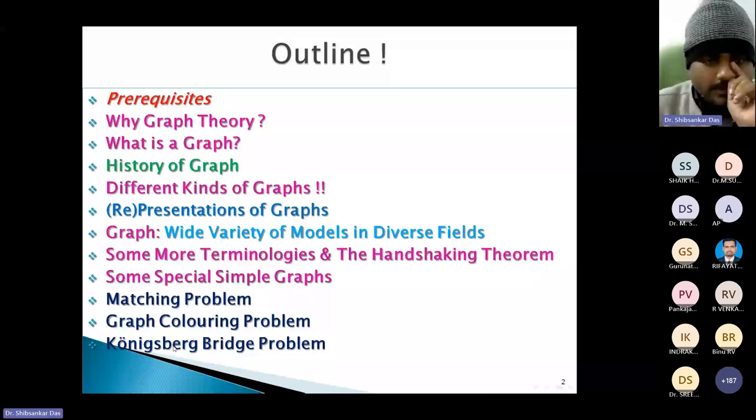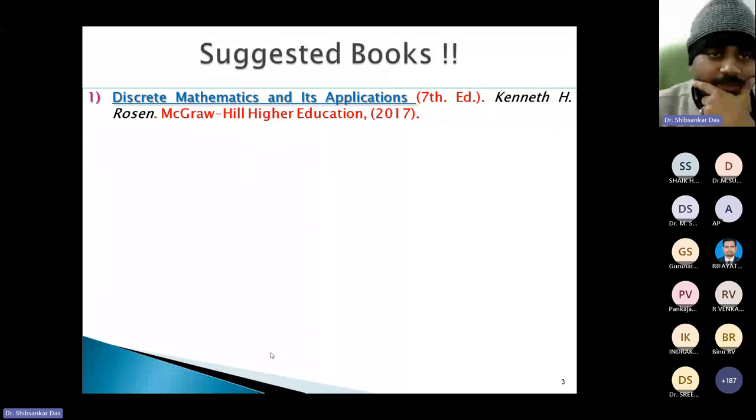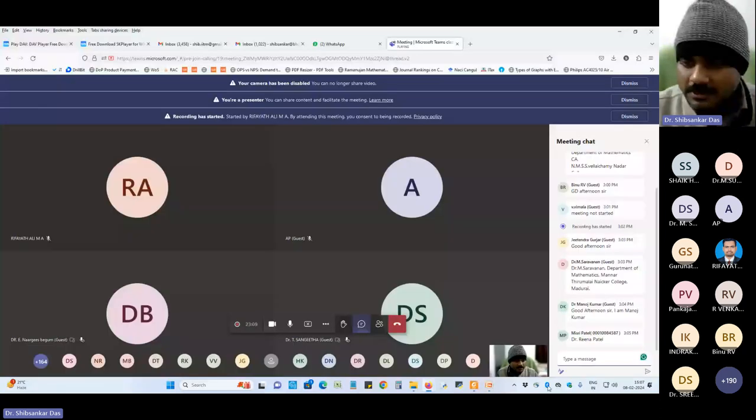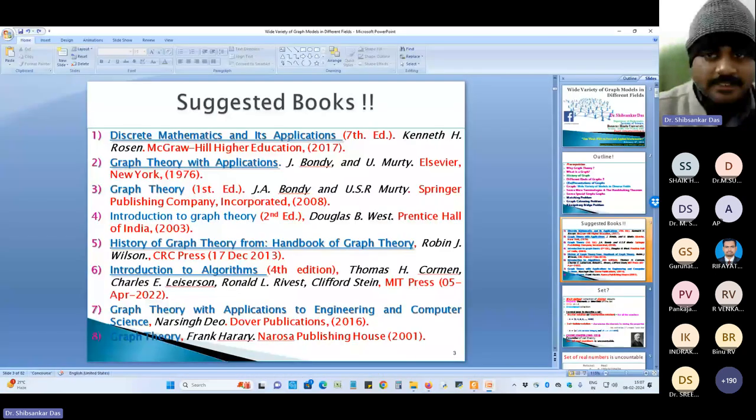So let me move to the prerequisites. What are the books one can use, for the audience, those who are readers. Okay, so one is Discrete Mathematics and Its Applications by Kenneth Rosen. Now the 8th edition is available in the market. Then Graph Theory and Its Applications by Bondy and Murty. Very good books, basic, one of the classic books. Bondy and Murty have another book on graph theory by Springer.